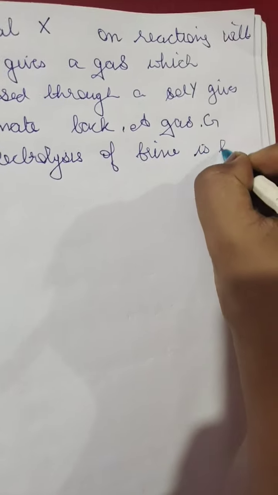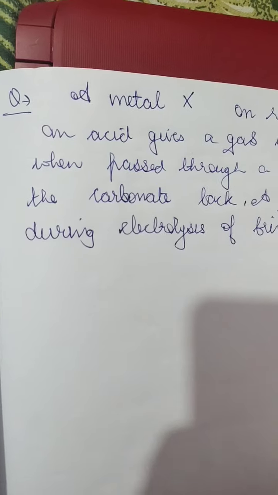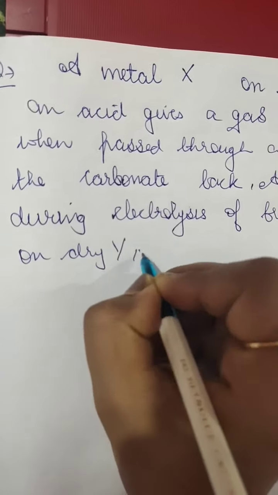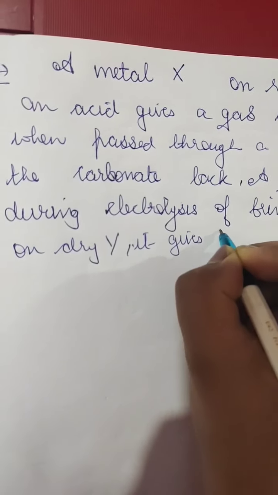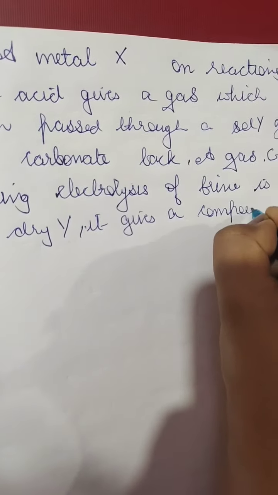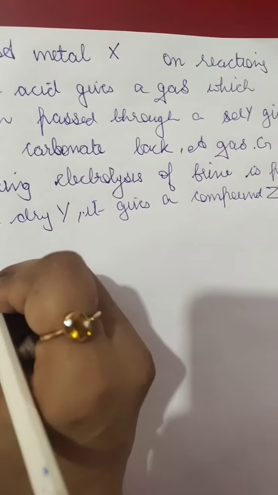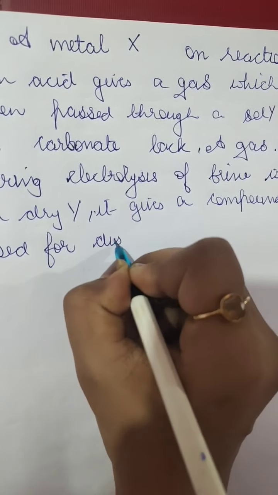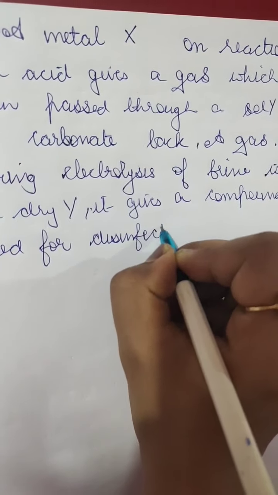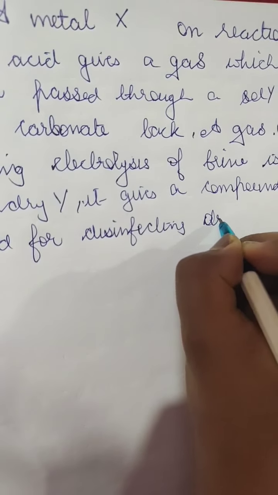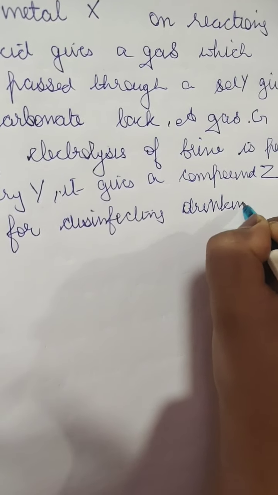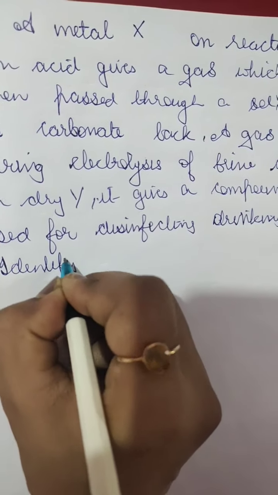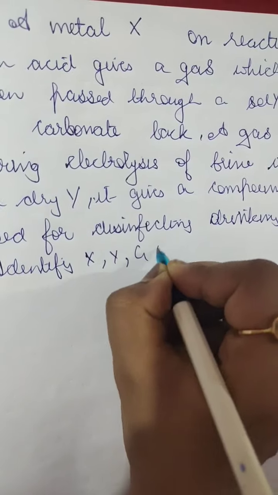Brine is passed on dry Y. It gives a compound Z, which is used for disinfecting drinking water. So identify X, Y, G and Z.